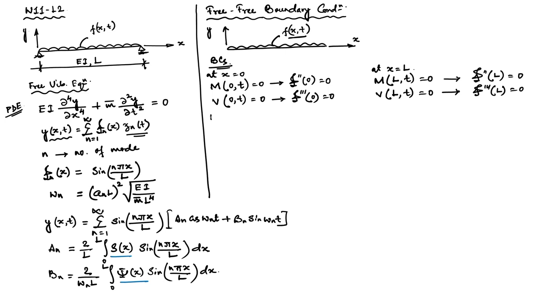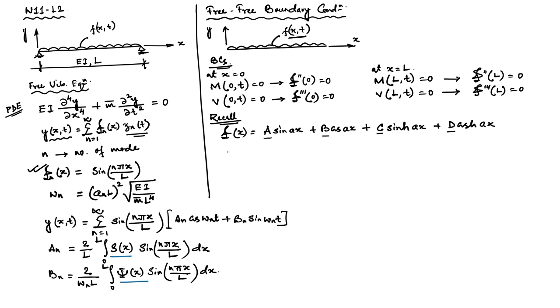Now, if you recall from our previous lecture, what was phi of x? It was a sin a x plus b cos a x plus c sinh a x plus d cosh a x. Obviously, the moment we get this expression, we have four constants to evaluate, a, b, c, d, and that we did for the simply supported case, and then we derived this expression for phi n x.